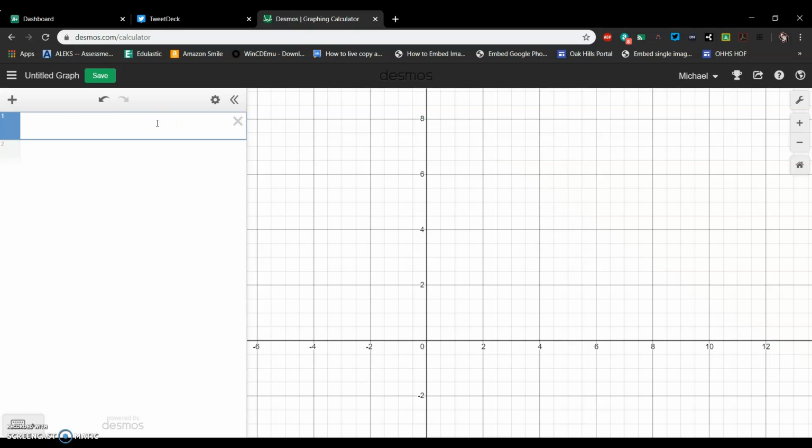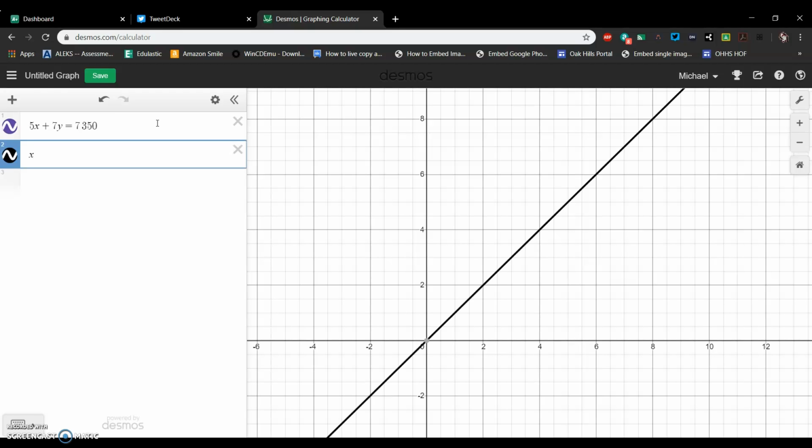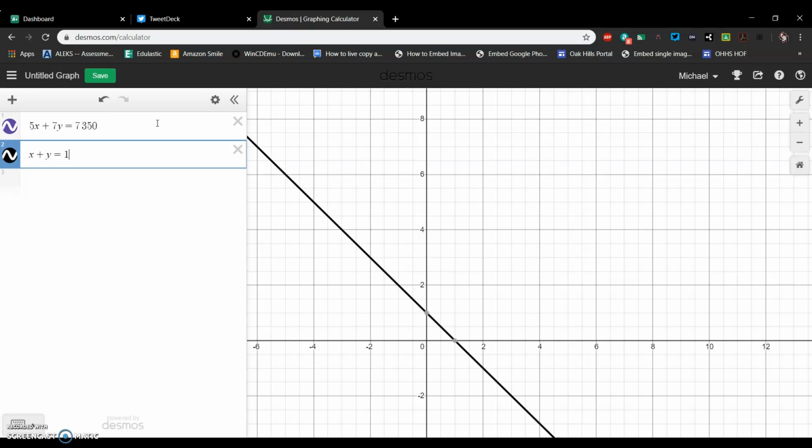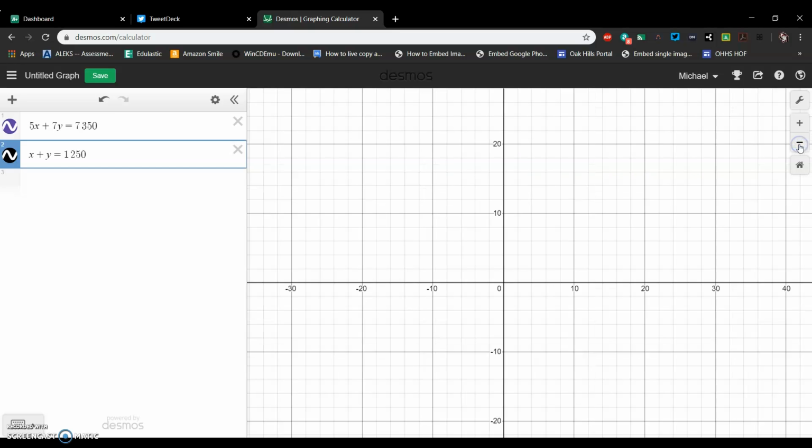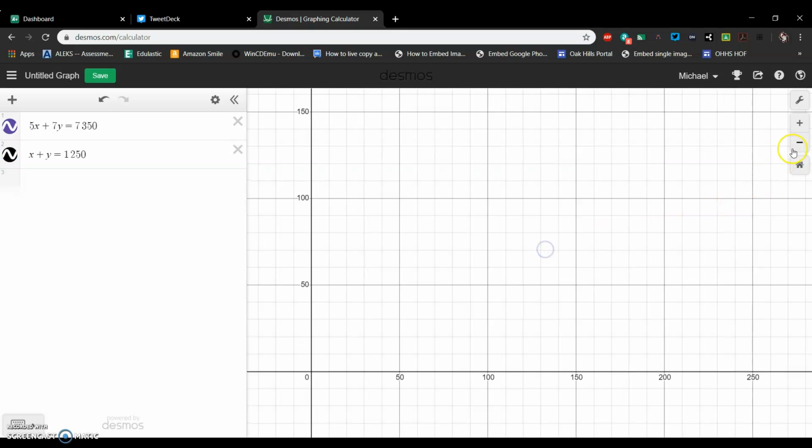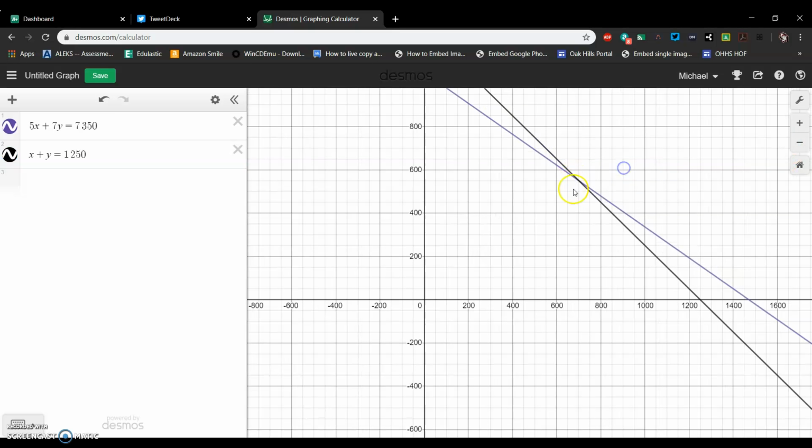So we've got money first, 5x plus 7y. My cost for Oak Hill students, my cost for non-Oak Hill students, with a total collection of $7,350. And then I've got Oak Hill students plus non-Oak Hill students with a total of 1,250 people. So we got some big numbers, so we're going to be zooming out quite a bit. Zoom out, zoom out, zoom out. And here we go.